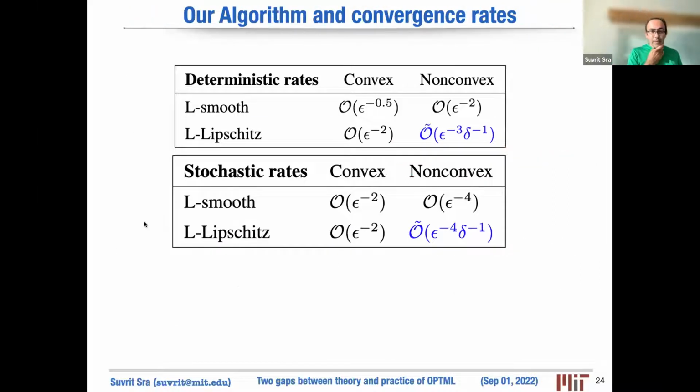And as a result, we finally managed to complete that table and show that to come to a delta epsilon stationary point, this is the kind of complexity in blue color here you need. And the dependence on delta is unimprovable, but I don't know if the dependence on epsilon is improvable or unimprovable. That is a to-do.